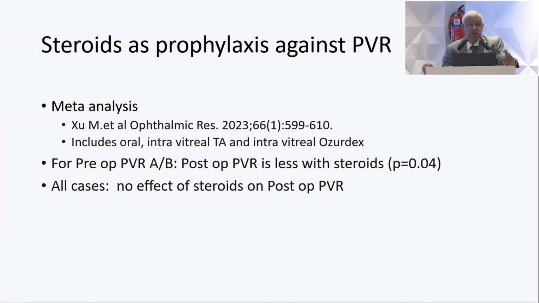What about steroids as a prophylaxis against PVR, not as a treatment for choroidal detachment? In a meta-analysis, studies including oral steroids, intravitreal triamcinolone and intravitreal Ozurdex have not shown much of a difference between treatment and no treatment. That is, there is no PVR pre-op, but you're trying to reduce the risk of PVR. It has not been shown to be of much prophylactic value. But in PVR which is grade A and B, which is less easy to define, because what is B?